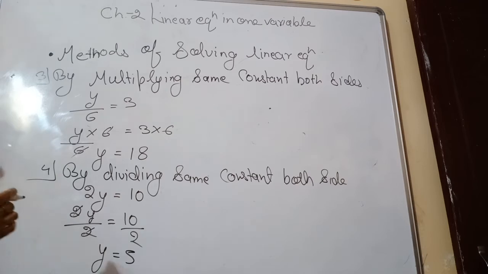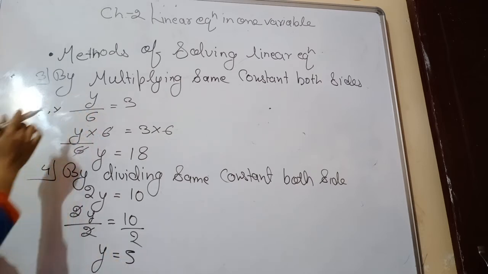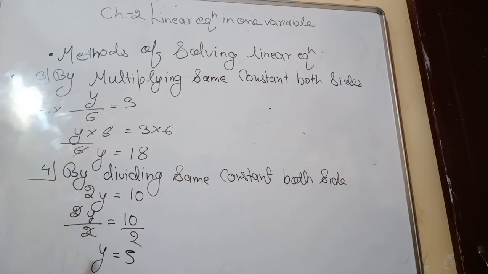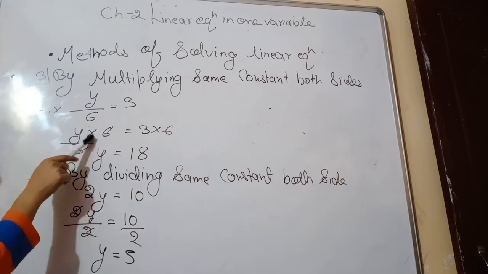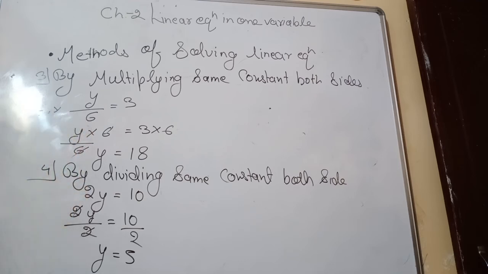So I have told you what is the opposite of divide. Opposite of divide is multiply. So here the linear equation is given in the form of division. So what we have to do? We have to take the opposite sign of divide. What is the opposite sign of divide? That is multiplication. So again you have to see which constant is written on the variable side.